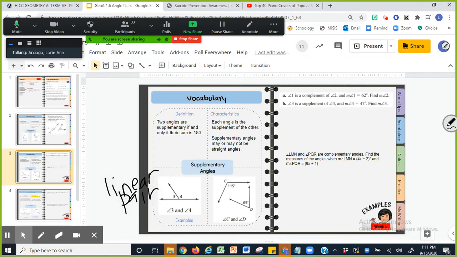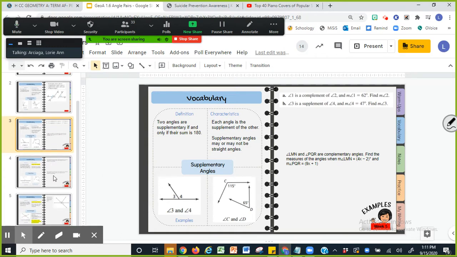So linear pairs are two angles that share a common side and a common vertex. And if you add them together, they add up to 180. On the other hand, two angles don't have to be together all the time to sum up to 180, such as in this example. If you add 115 and 65, that's still supplementary because they're 180, even if they don't share any common side or vertex. All right.